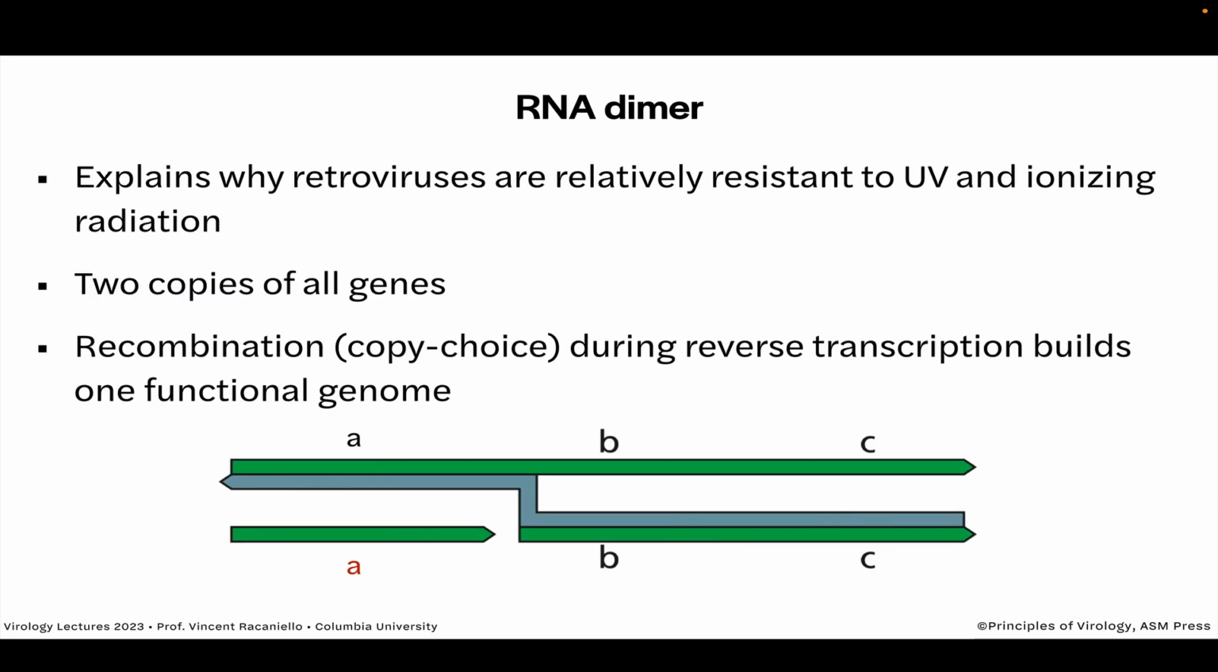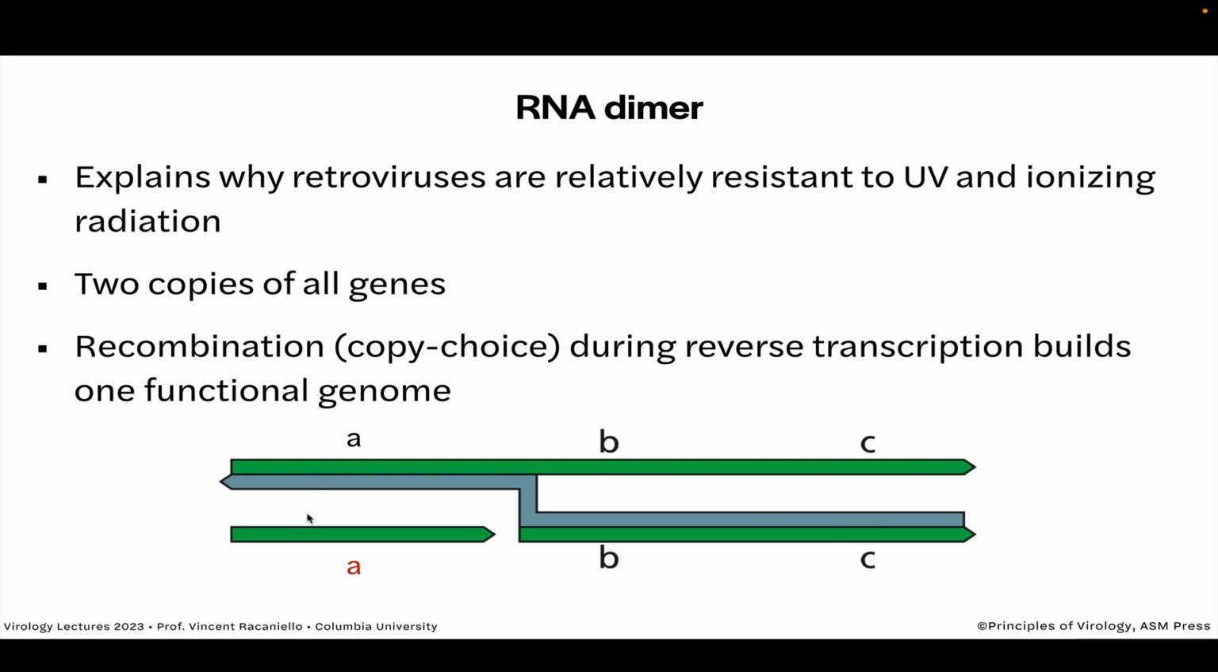So why are there 2 copies of the RNA, which we call an RNA dimer? We think this makes the viruses relatively resistant to mutagenesis caused by ultraviolet light or ionizing radiation, because they have two copies of all the genes. They have two genomes. So during reverse transcription, the reverse transcriptase goes back and forth between the two strands, just randomly flicks back and forth. A little bit of DNA is made from one, then another, and you end up with basically a hybrid or mosaic DNA that's a bit of each of the two RNAs.